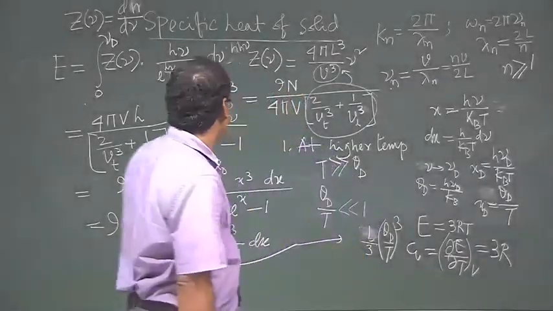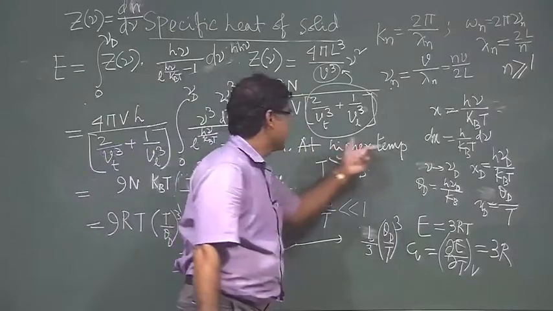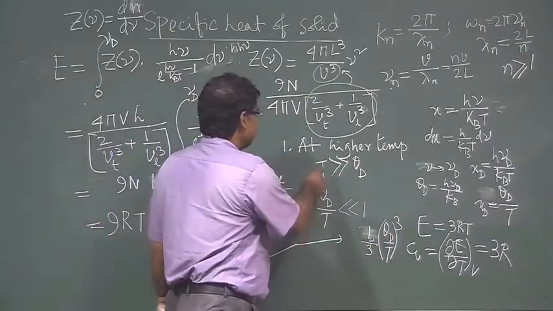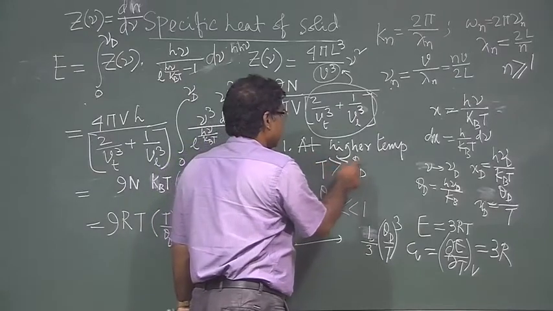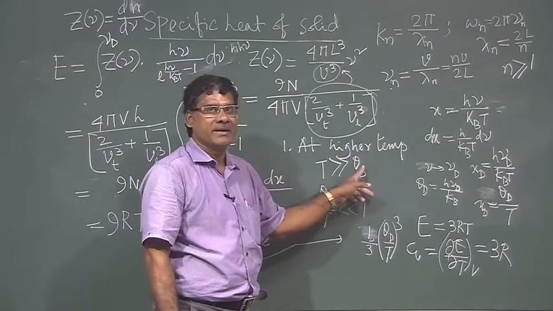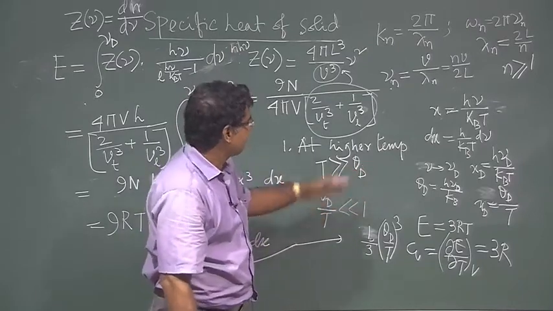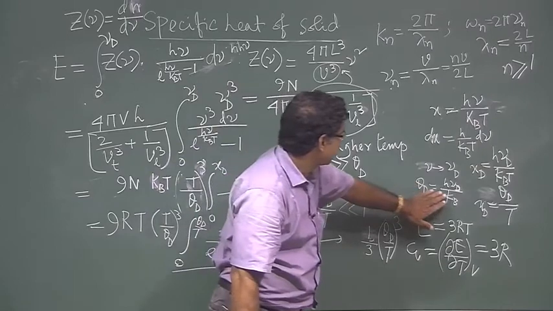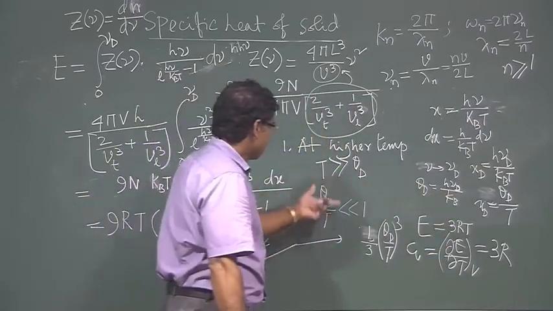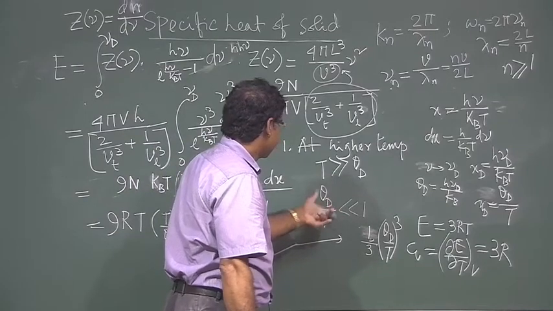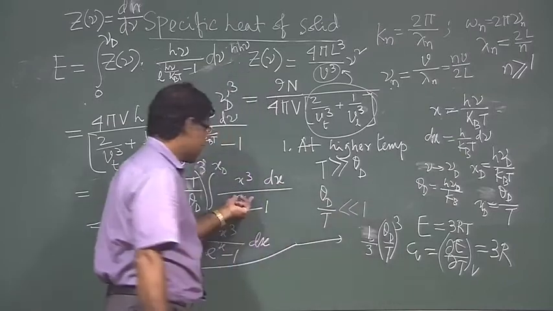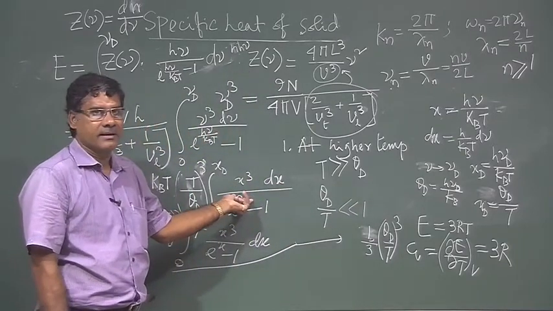So, we will continue our calculation. At higher temperatures, that means temperature is very high compared to the Debye temperature theta D. Theta D is defined. So this theta D by T is very less than 1, so our x is very less than 1.